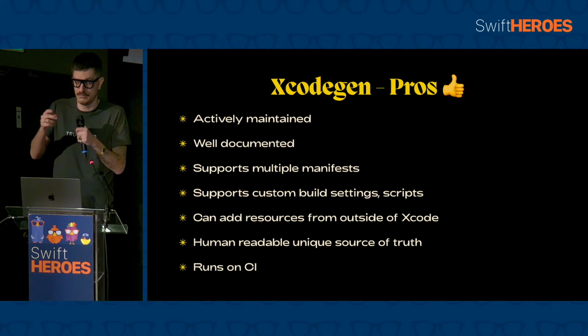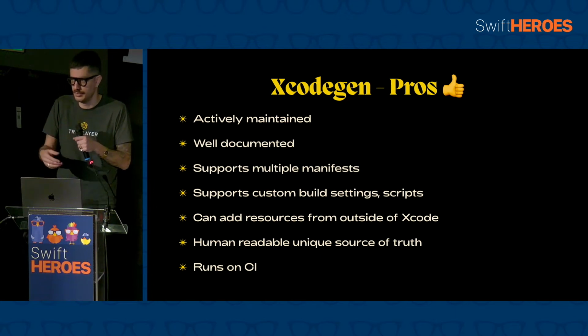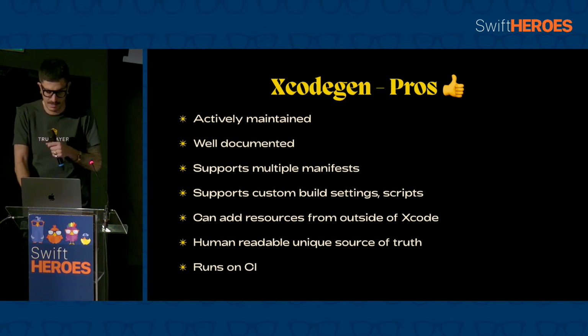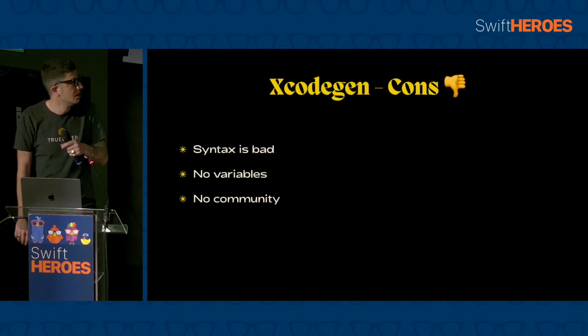so you can basically push your code, you can remove the Xcode project from your repo and build the project on your CI to run your tests, run your UI tests and everything. So that's a big plus. But still, it has a few cons.